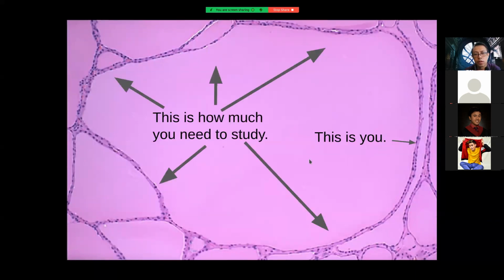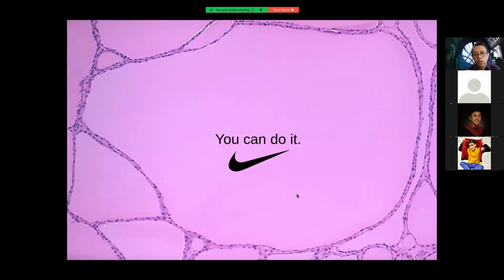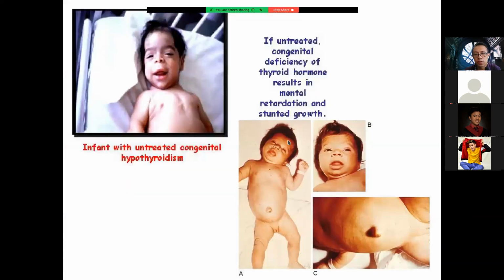So this is all the things that we need to do. And just an encouraging word, in case I do not have time to finish the remainder of the slides.